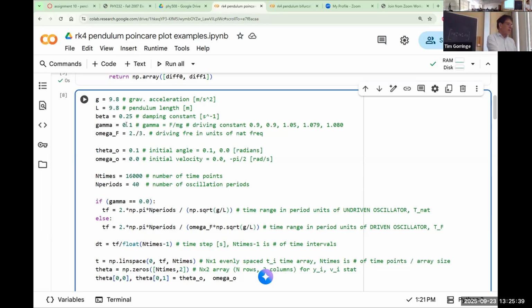So this case here is what you call weak driving. The driving constant is 0.1, so the driving force is 0.1 the size of the gravitational force. So that's weak driving. And if I make the driving constant order 1 or bigger, then that would be strong driving, where the driving force is as big or bigger than the gravitational force. We'll start with weak driving.